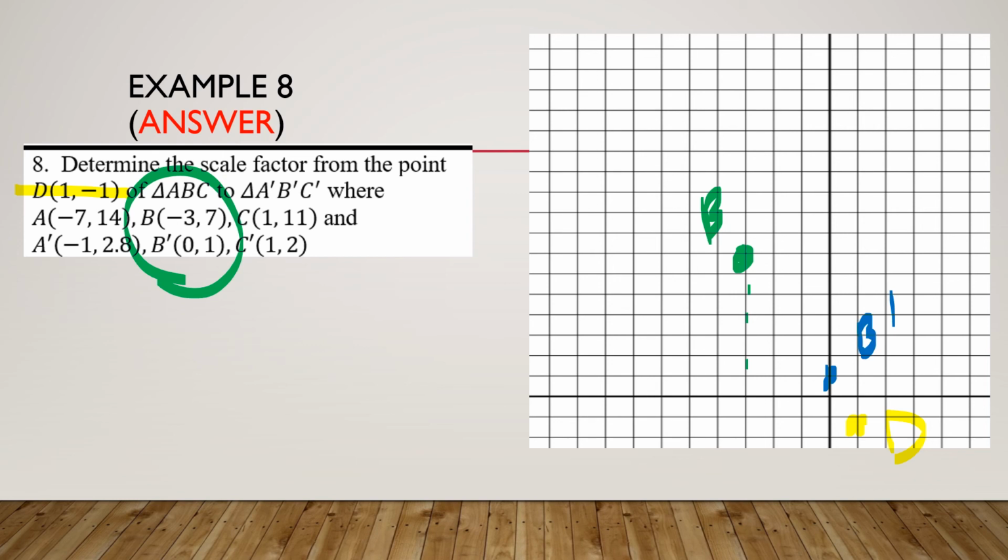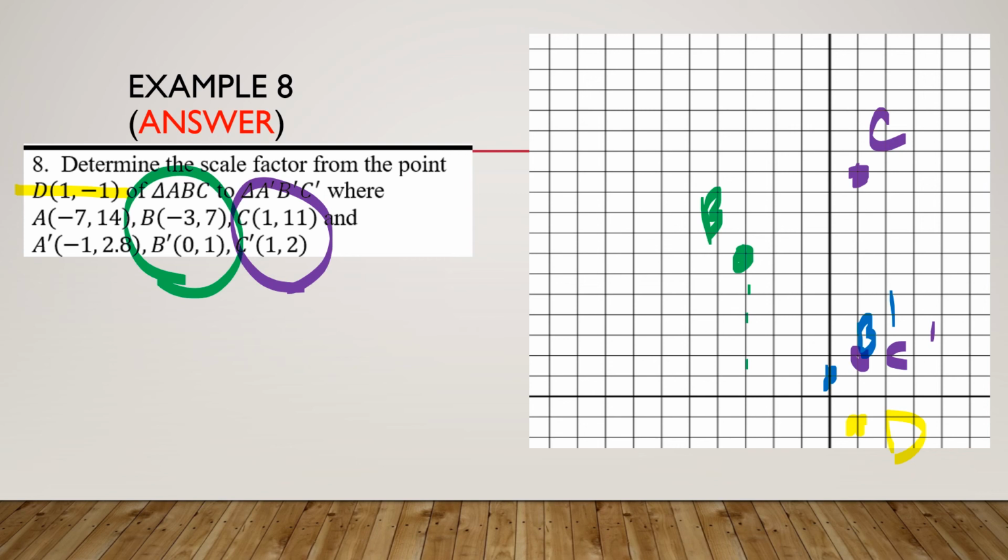So in order to figure out that distance, we would be using the distance formula. So if we want to count, let's try to find another point that might be easier to count on. So let's try C. So C is over 1, up 11. All right, there's our C. Our C prime is at 1, 2, so over 1, up 2 is our C prime. And now that one's in a line with D, so it'll be easier to use.